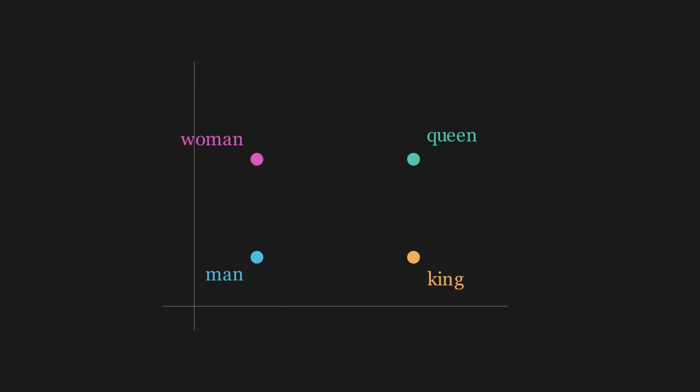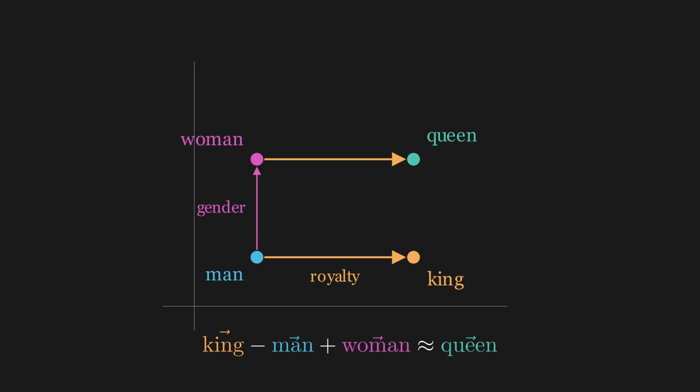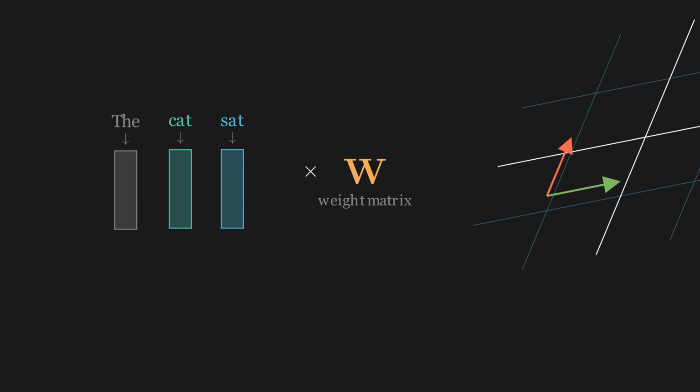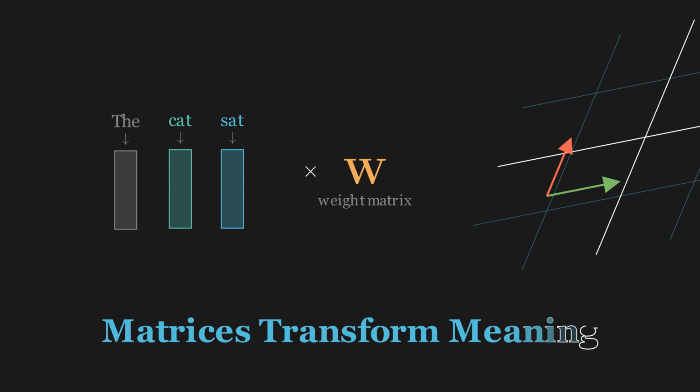And here's where it gets magical. When words become vectors, their relationships become geometry. King minus man plus woman equals queen. That's not poetry, it's vector arithmetic. The direction from man to king, royalty, is the same direction from woman to queen. But a language model doesn't just store single words, it combines them. When you write a sentence, the model multiplies your word vectors by enormous matrices, transformations that rotate, stretch, and project meaning through space. This is the heart of linear algebra in AI. Matrices transform meaning.